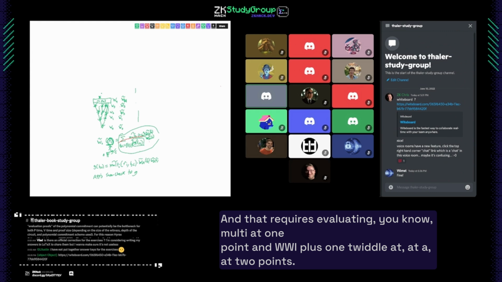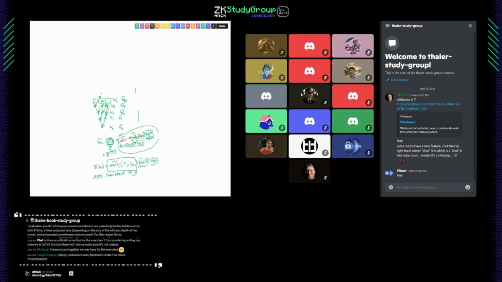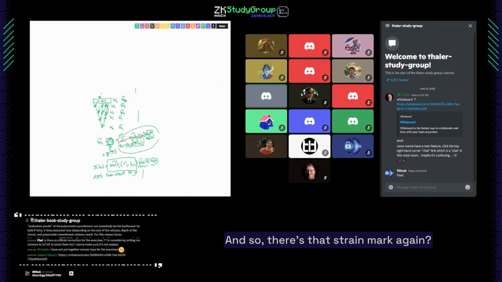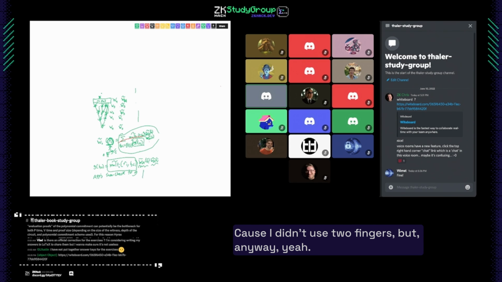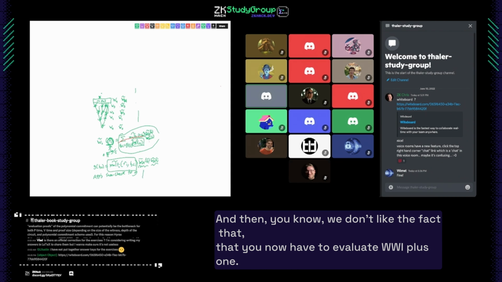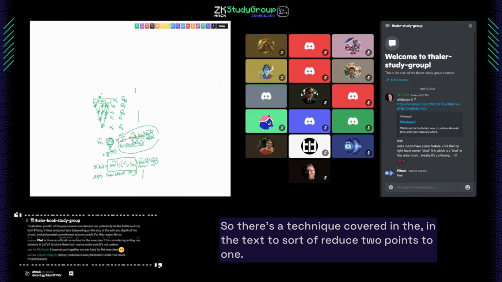Okay, that requires evaluating multi at 1 point and Wi plus 1 twiddle at 2 points. And so there's that stray mark again because I didn't use 2 fingers. But anyway, we don't like the fact that you now have to evaluate Wi plus 1 twiddle at 2 points. So there's a technique covered in the text to reduce 2 points to 1.